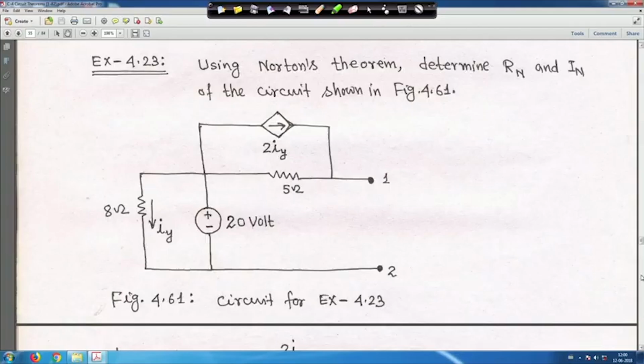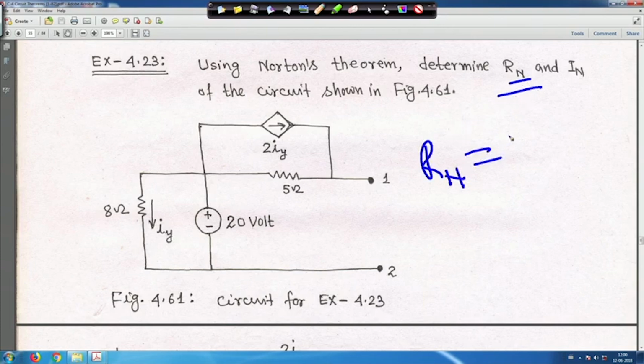So, we will come to another example using Norton's theorem. We have to determine R_N and I_N. We have discussed earlier that R Norton is nothing but R Thevenin. The way we have obtained Thevenin resistance, the same way for Norton. So, there is no change there.